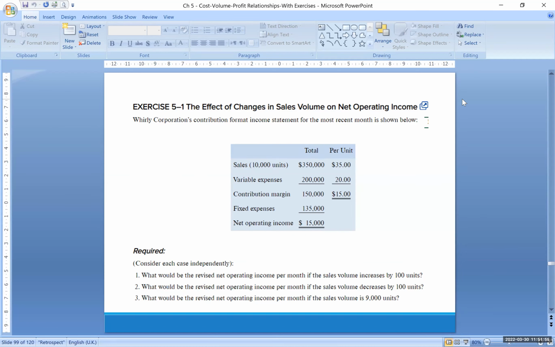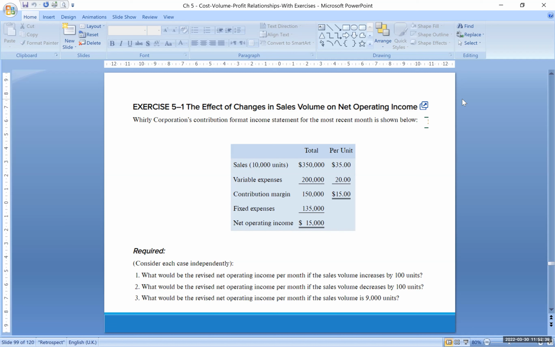Wiley Corporation's contribution format income statement for the most recent month is shown below. We do have sales for 10,000 units. The price per 1 unit is 35. So the total sales will be 350,000. The variable expenses per one is $20. And then the total variable cost, calculated from 10,000 times 20, equals $200,000.